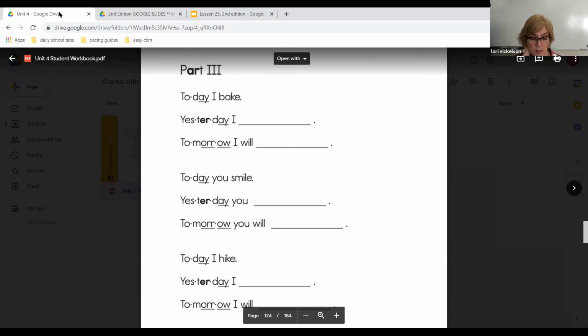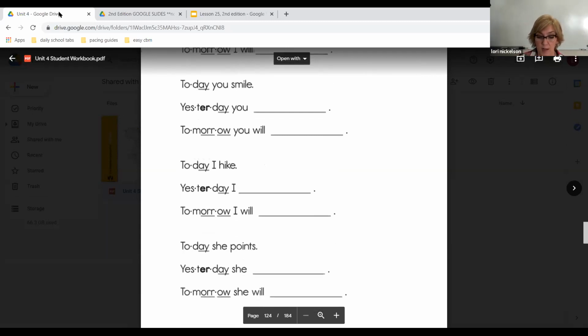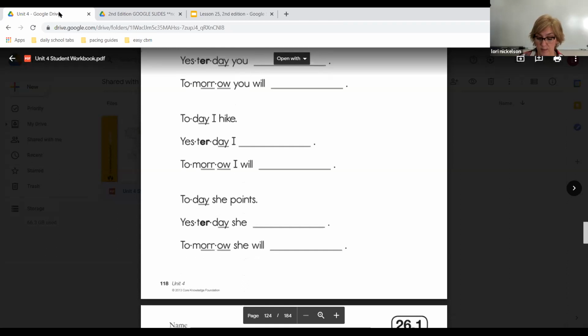So let's look at the first one. It says, today I bake. What's the verb? Bake, okay? Yesterday I baked. So that was past tense. So what are we going to add on to bake? ED, but we don't have to add the E. Remember, we can just add the D because it ends with an E already. Now, let's look at the next sentence. Tomorrow, I will bake. And you leave it still in present tense there.